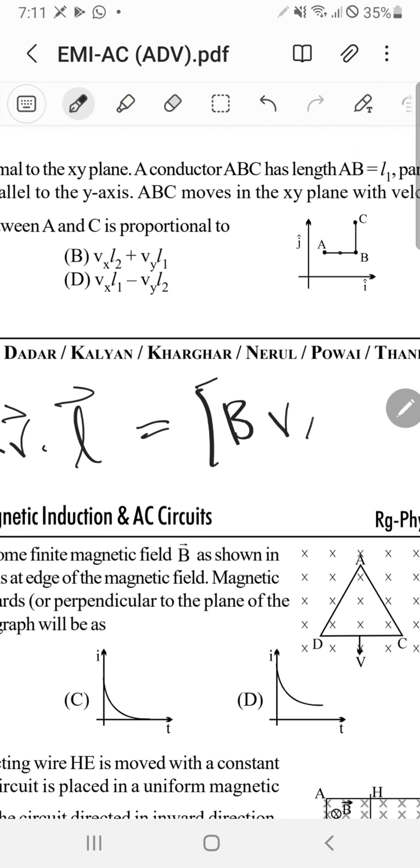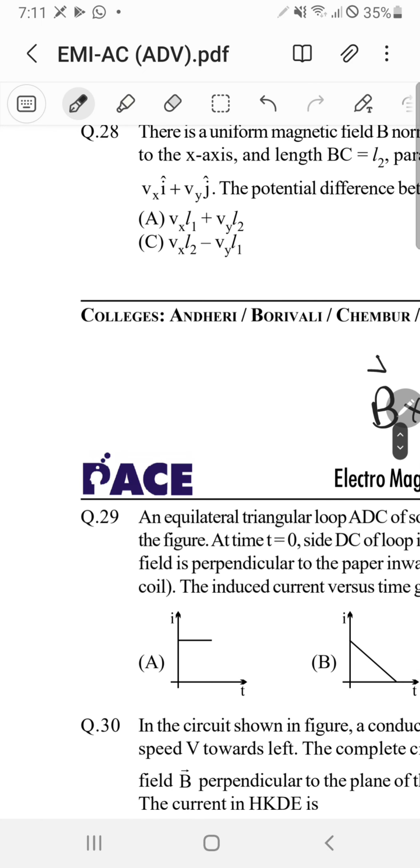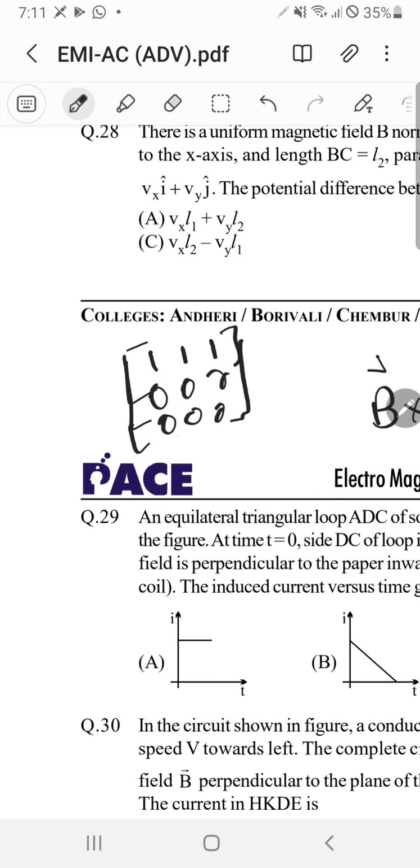Is that the right syntax? I don't know. A cross B cross C. Like for example, I cross J dot K, that will give us 1. What about the determinant 1 1 1? Like it's basically this thing. What will this determinant give us? This times that's gone.